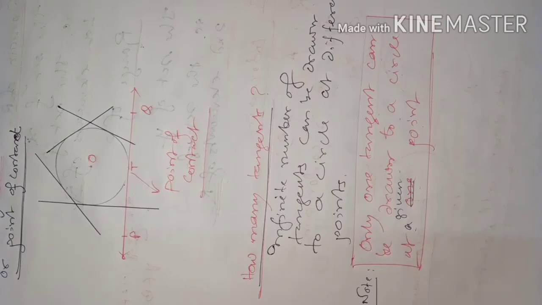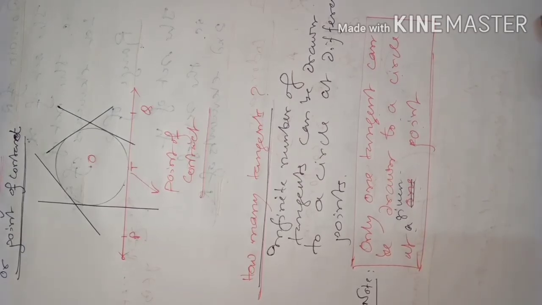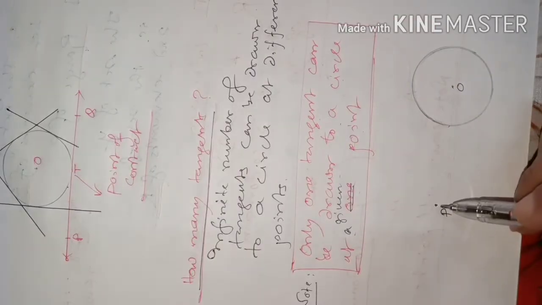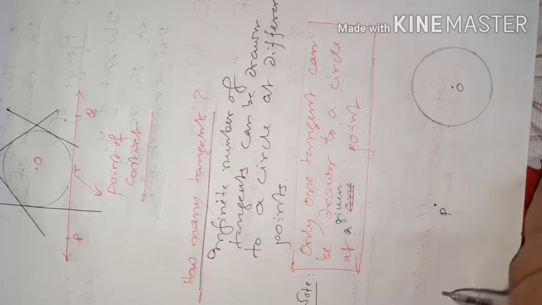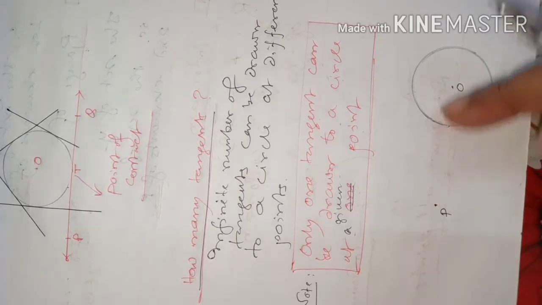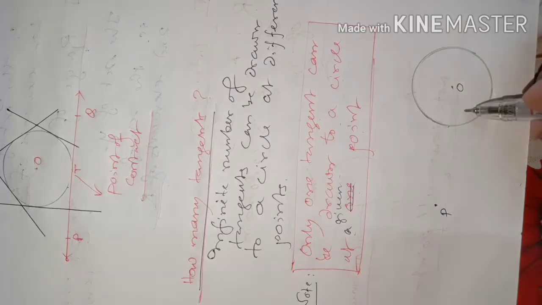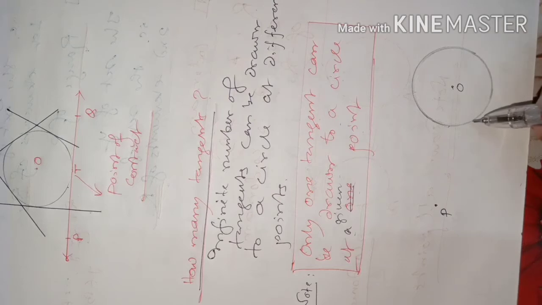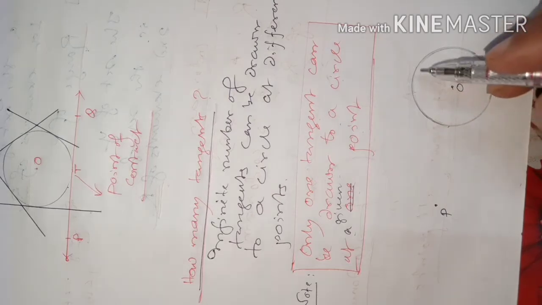So now if it is asked, from an external point how many tangents can be drawn to a circle? External point means what? Look at this point P. Point P is outside the circle, so it is an external point. External means outside, internal means inside. So if I mark a point inside the circle, that is an internal point. So point O is inside the circle, an internal point. A point which is on the circle will be called a point on the circle.